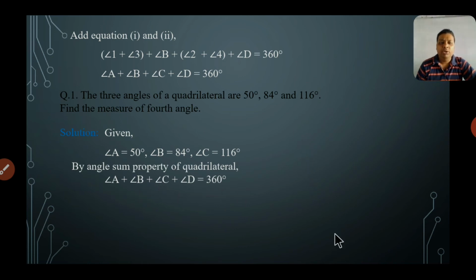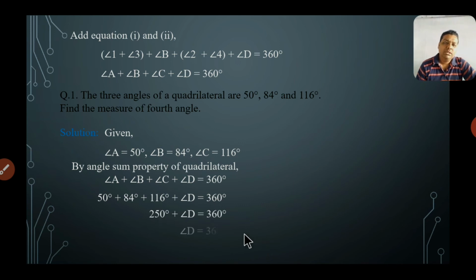So let's put the values: 50 degrees plus 84 degrees plus 116 degrees plus D. Let's add: 116 plus 84 is 200, then plus 50 is 250, plus D. Now 250 will go to the other side, so angle D equals 360 minus 250, that is 110 degrees. So angle D will be 110 degrees. I hope that you all have understood this question, students.